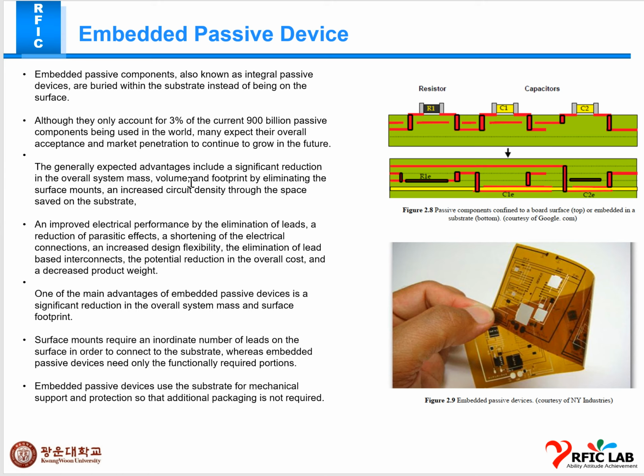The one main advantage of embedded passive devices is a significant reduction in overall system mass and surface footprint. Surface mount requires an inordinate number of leads on the surface in order to connect to the substrate, whereas embedded passive devices need only the functionality required. In embedded passive devices, I also noted one more point: the substrate provides mechanical support and protection, so additional packaging is not required.